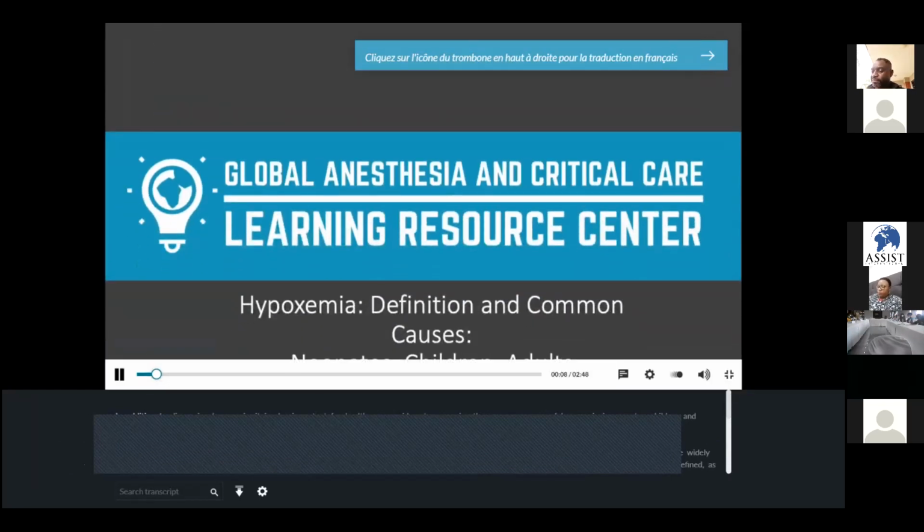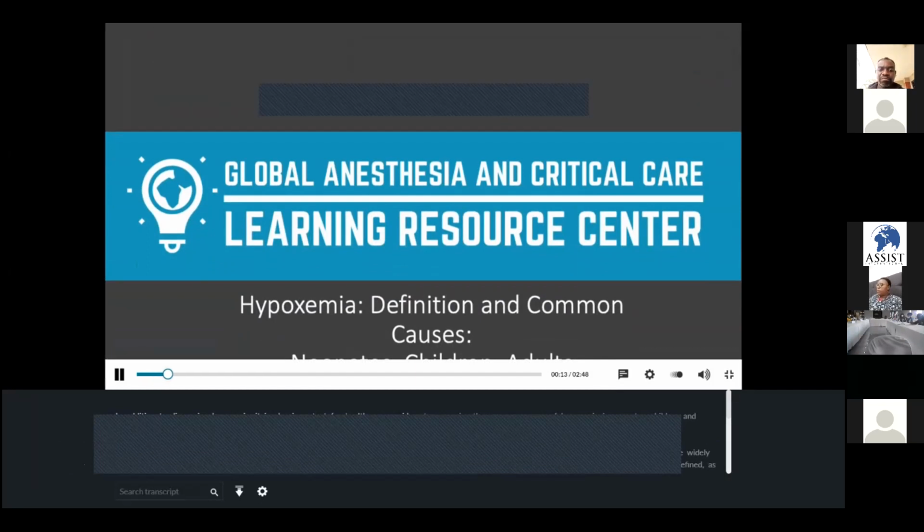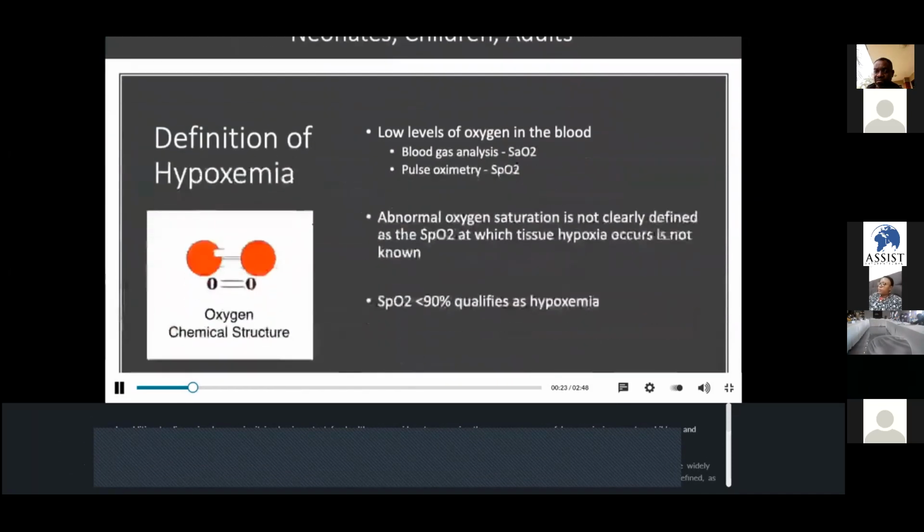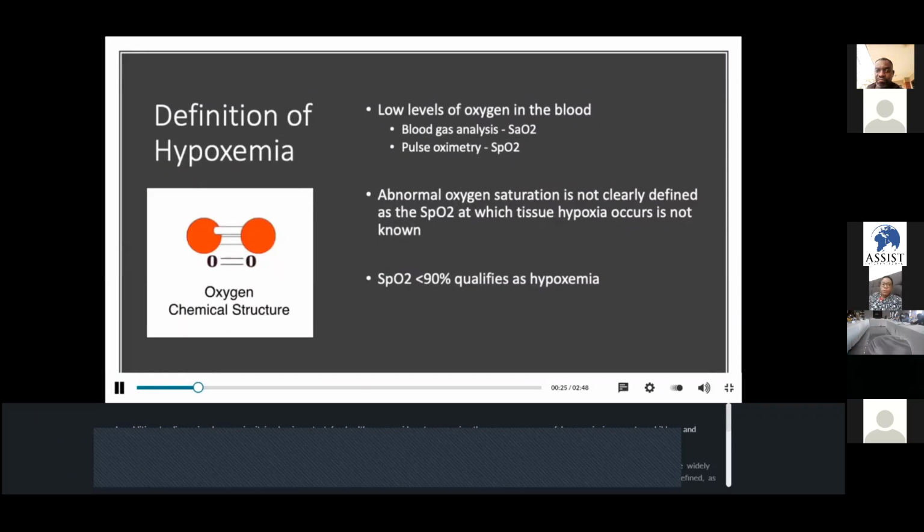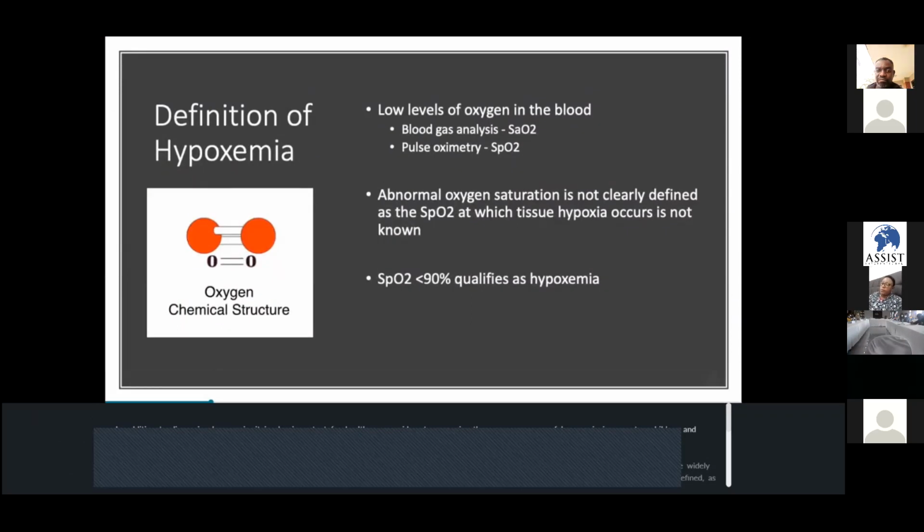In addition to diagnosing hypoxemia, it is also important for healthcare providers to recognize the common causes of hypoxemia in neonates, children, and adults. Hypoxemia is defined by low levels of oxygen in the blood and is detected using arterial blood gas analysis or pulse oximetry. Pulse oximetry is more widely available, but arterial blood gas analysis is more accurate when available.